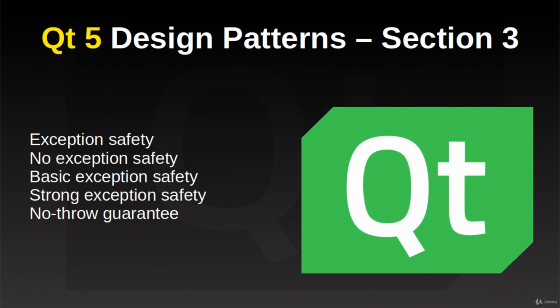This is Qt 5 Design Patterns Section 3. We're going to go over exception safety and then the different levels. For example, the no safety, basic safety, strong, and the no throw guarantee, along with the caveats and pitfalls of each one.